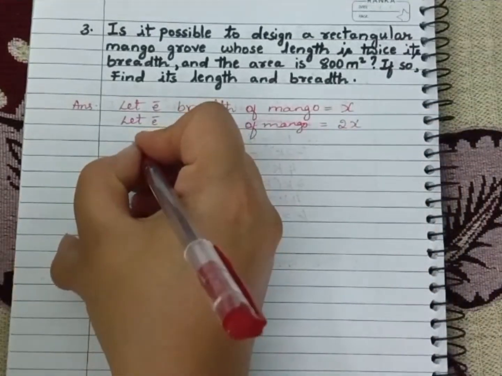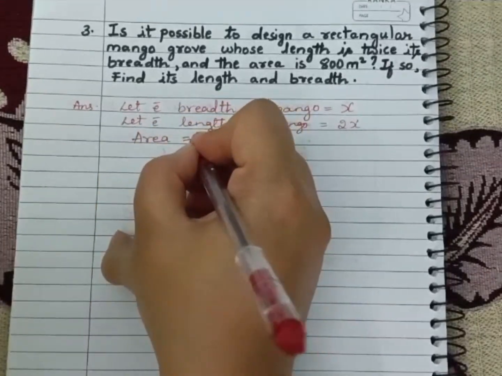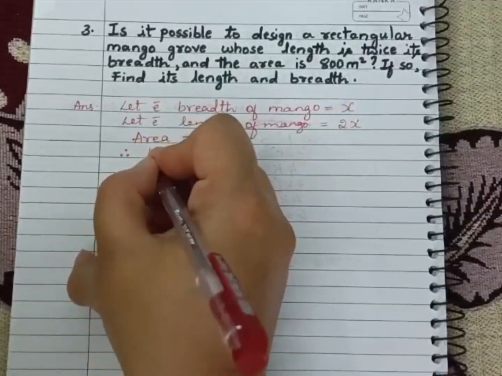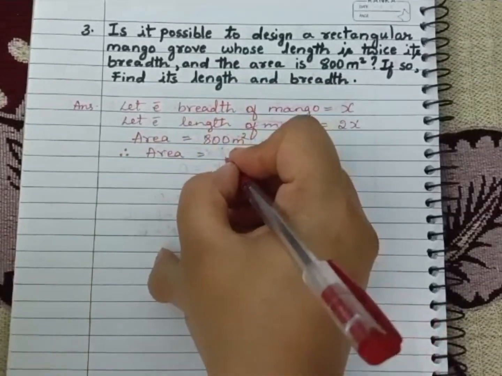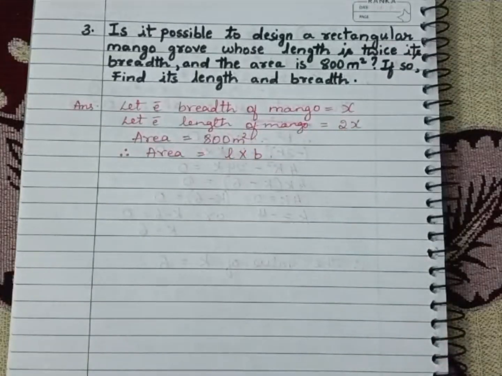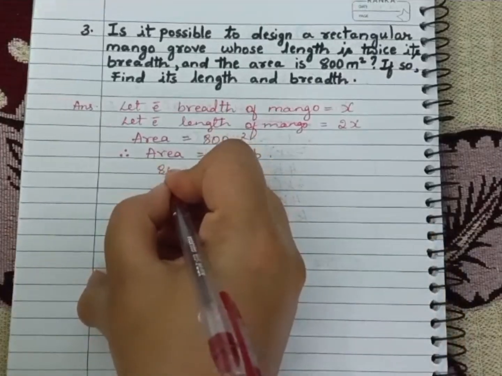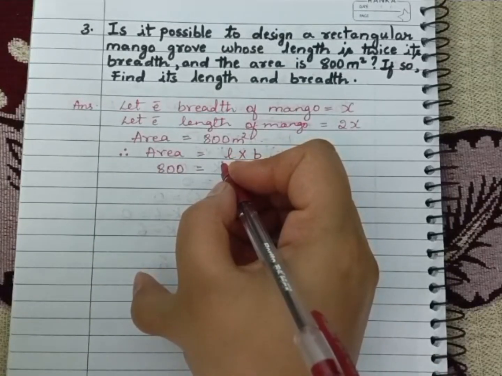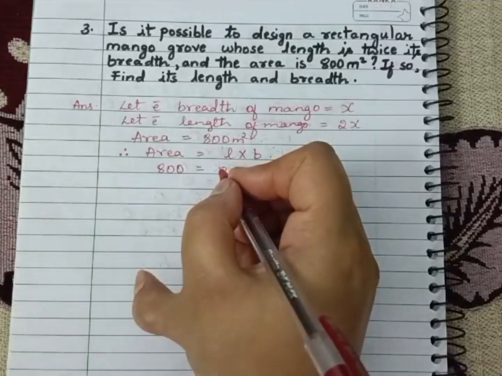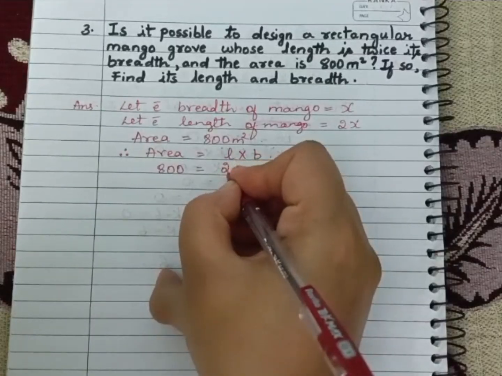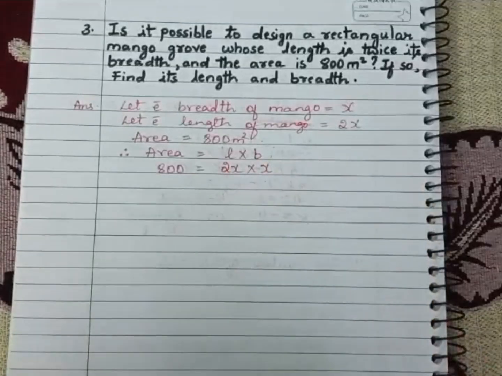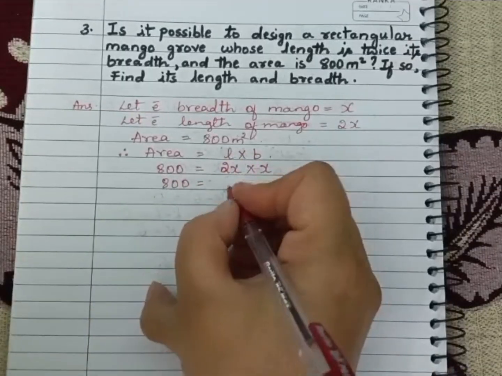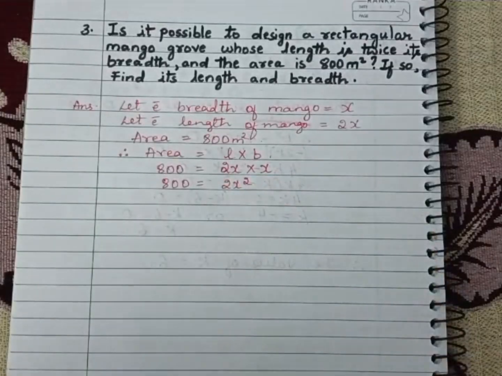Now area is equal to 800 m square. Therefore, the formula of area is equal to length into breadth, that is L into B. Now area value is 800, so 800 is equal to length value 2x into breadth value x, so 800 is equal to 2x into x, which is 2x square.